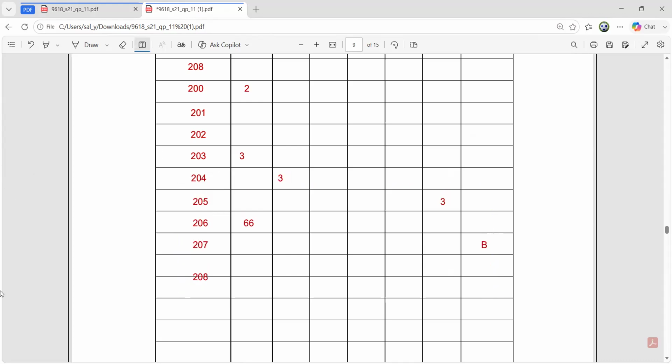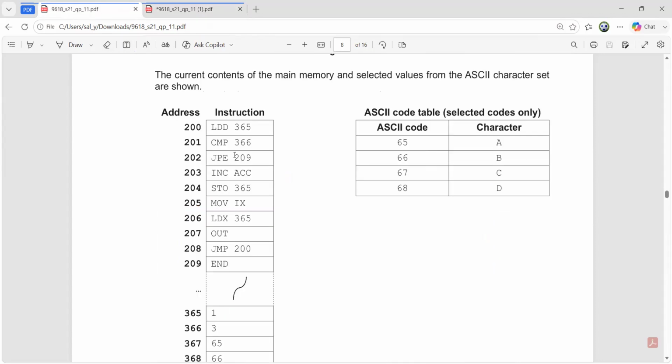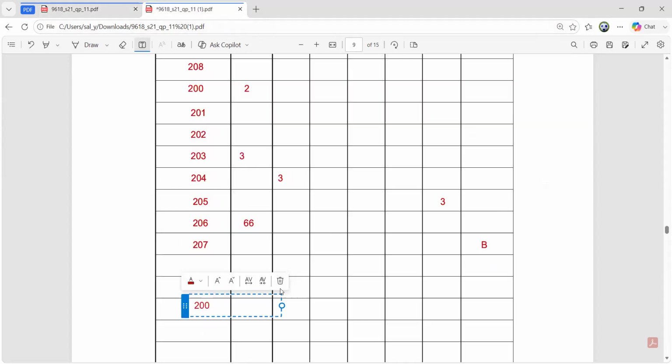Now moving to the 200. And this 200 says LDD 365, means load the contents of 365 in your accumulator. And now what is the value that is present in your accumulator?